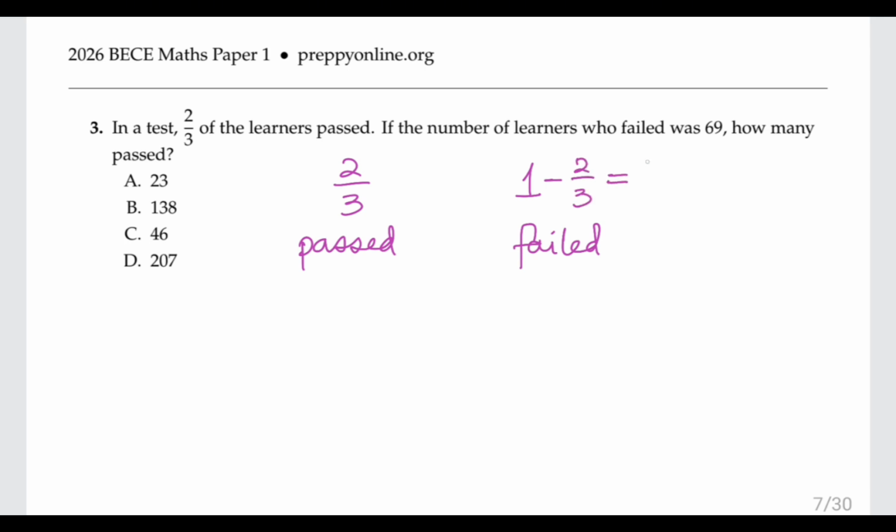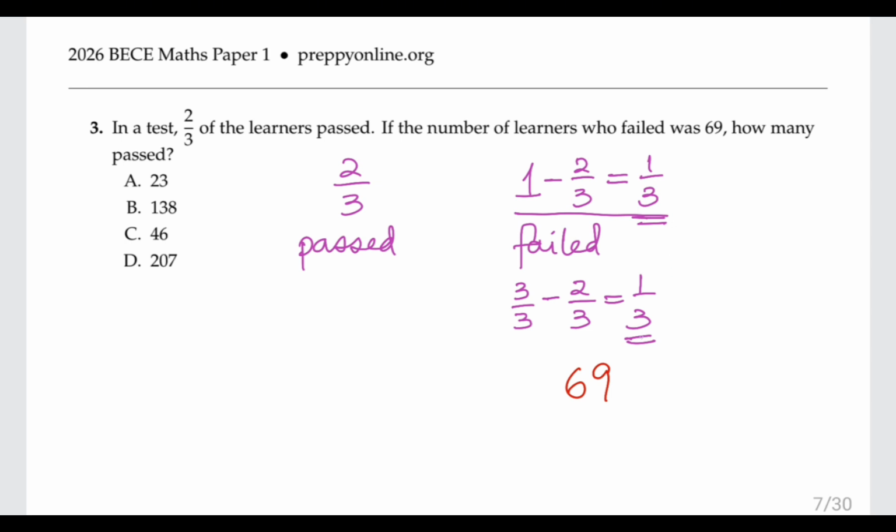And what is this number? This number is 1/3. If it's not clear why this gives 1/3, remember that we can write 1 as 3/3. One whole number equals 3/3. So if you now do 3/3 minus 2/3, we get 1/3 as we got above. So now we're told that the number of learners who failed was 69. The question is, how many passed?